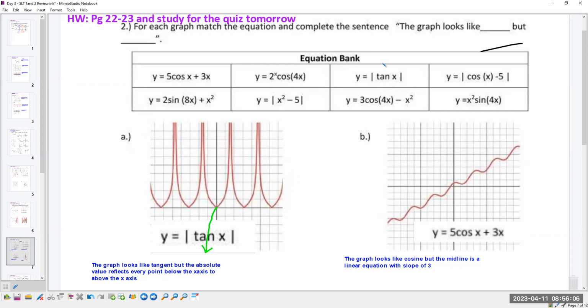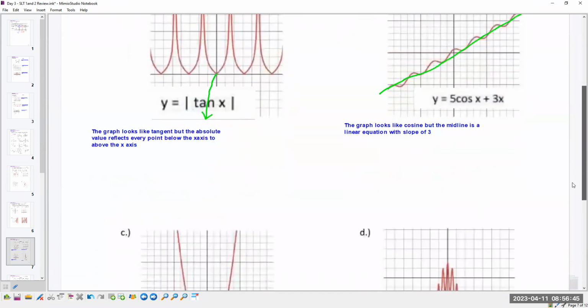All right. So for letter B, I knew there was a sine or a cosine involved. And I see that there is a midline here that appears to be linear. I looked up here to see which ones had a midline. This one's got a midline of negative x squared. This one's got a midline of x squared. This one's got the midline of plus 3x. And that's why I made a decision to pick that equation to match with letter B, 5 cosine x plus 3x, because the graph looks like cosine, but the midline is a linear equation. The slope of 3 is a bonus. I don't know that I would have noticed that had I not seen the equation of the line.